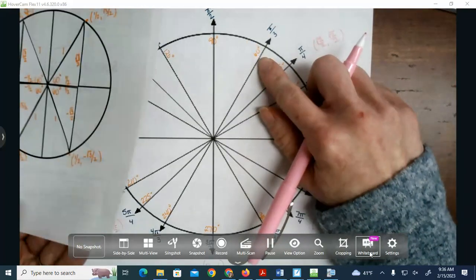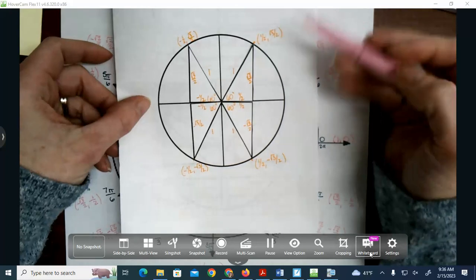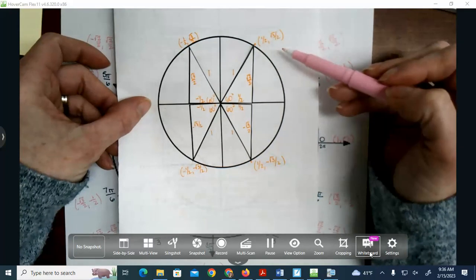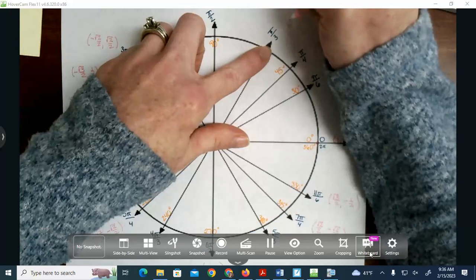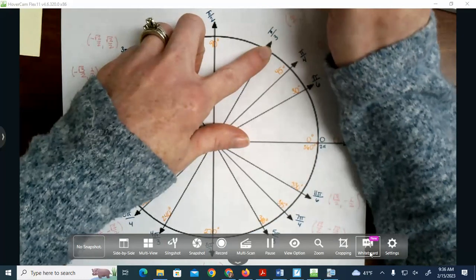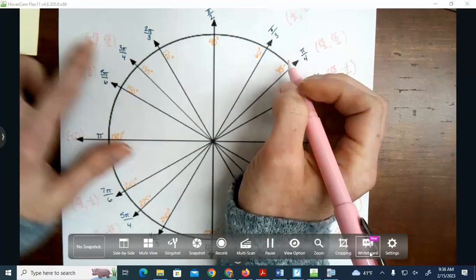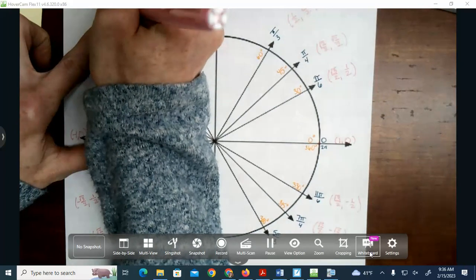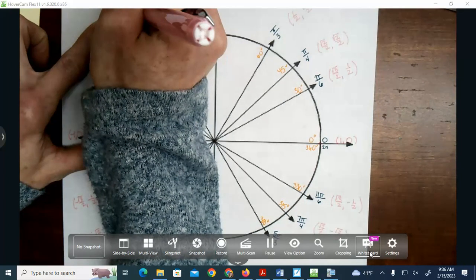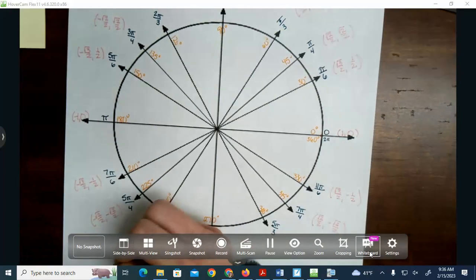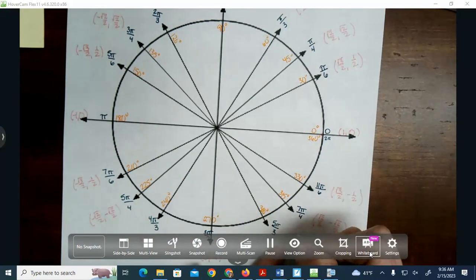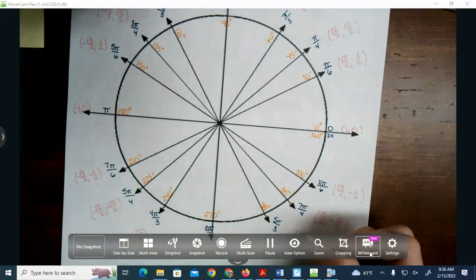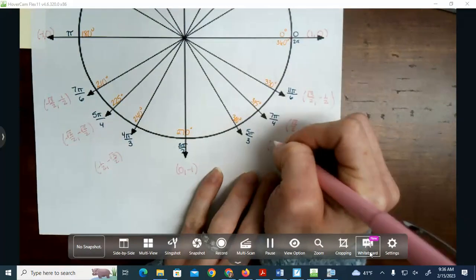So now we look at our 60s. All of these were 1/2 and radical 3 over 2. The only difference is the sign. So in the first quadrant, those are both positive. Second quadrant, the x is negative. Third quadrant, they're both negative. And fourth quadrant, x is positive, y is negative.